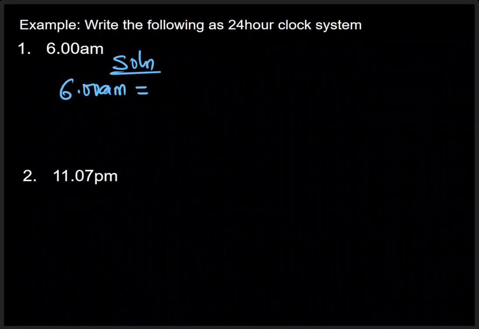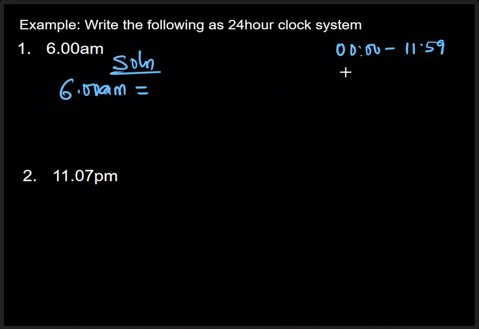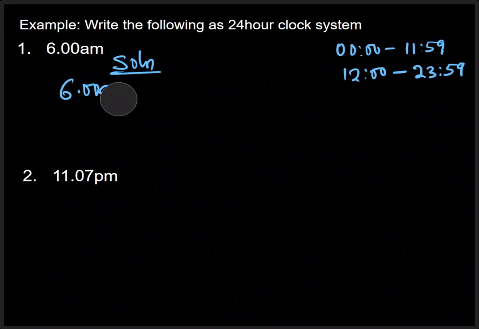Remember, in the 24-hour clock system, the morning runs from 00 to 11:59, and then from 12 p.m. will now be 12:00 till 23:59. This is where the afternoon and the evening fall under. All right, so this is still in the morning. That will give us, what do we have here?